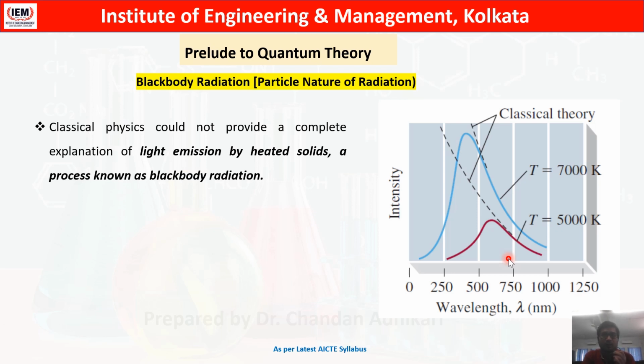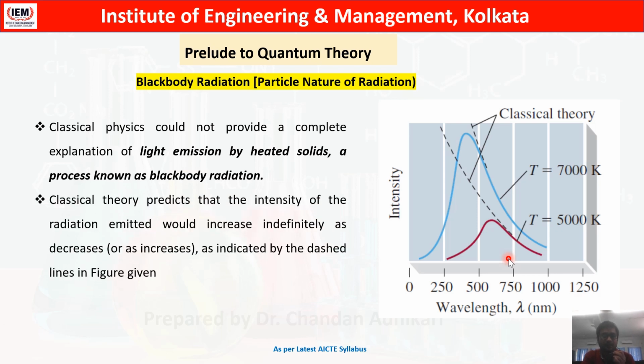But black body radiation, as per classical theory, the intensity of the radiation should increase infinitely as we increase the temperature. But that does not happen practically. Practically it was observed that the intensity goes high, becomes maximum, then falls down. This was one of the major drawbacks of classical theory, which was not able to explain this.